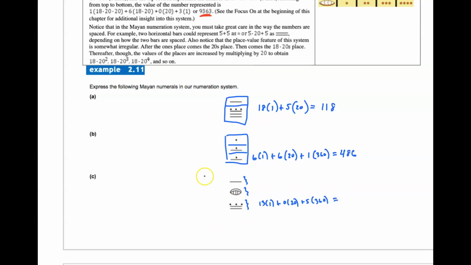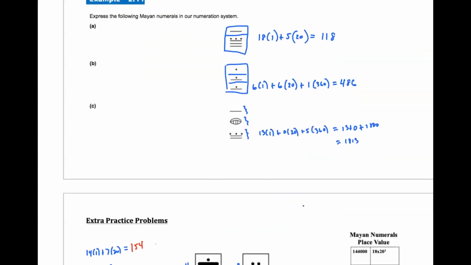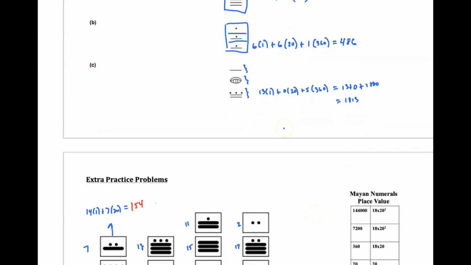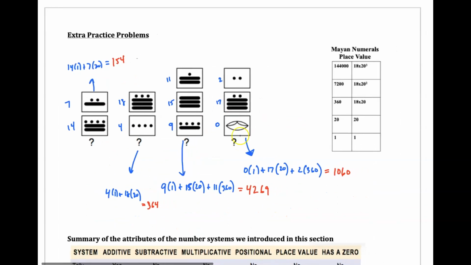And so this number here, these symbols here, represents 13 plus 0 plus, that's 1,500, and that's 1,800. So it's 1,813 is represented by that symbol because of its place value and the additive, multiplicative aspects of the system. And I'll leave those examples for you.